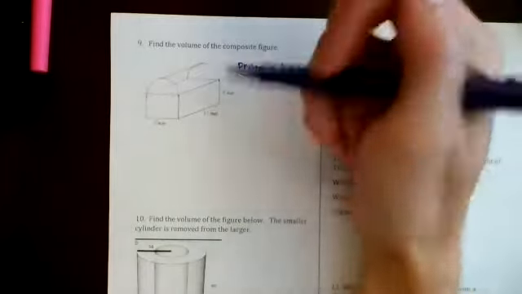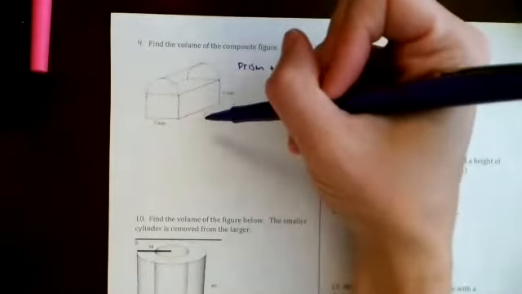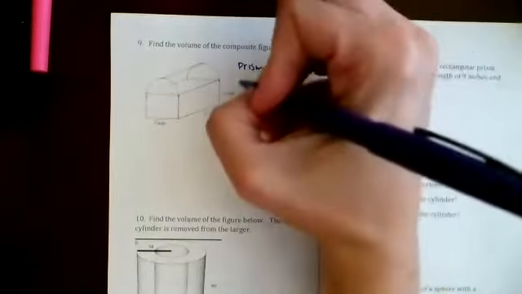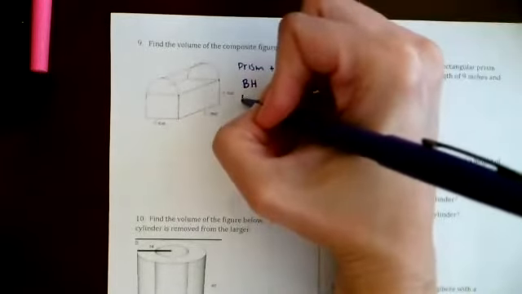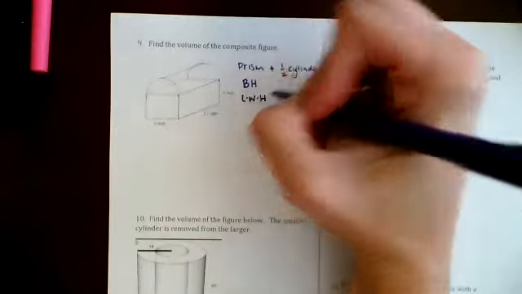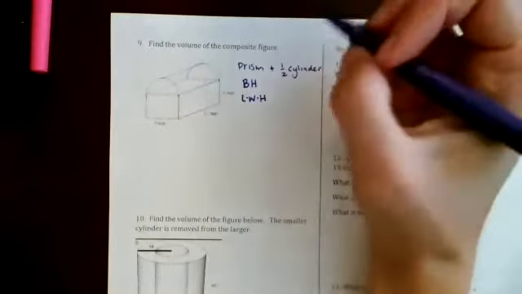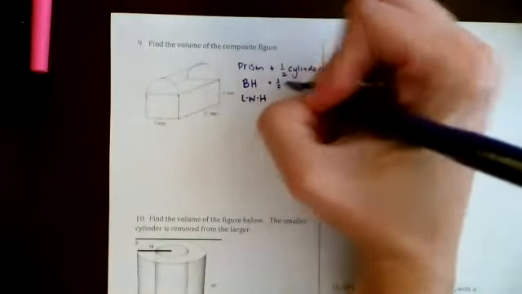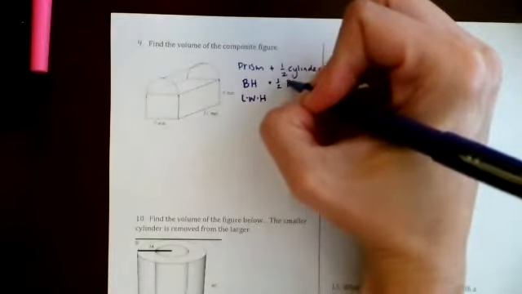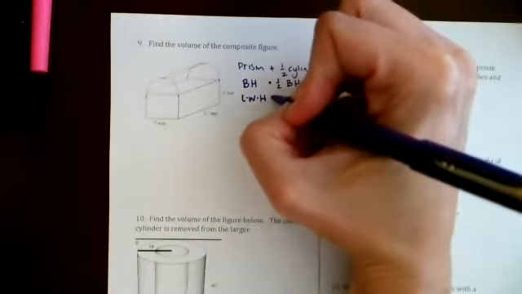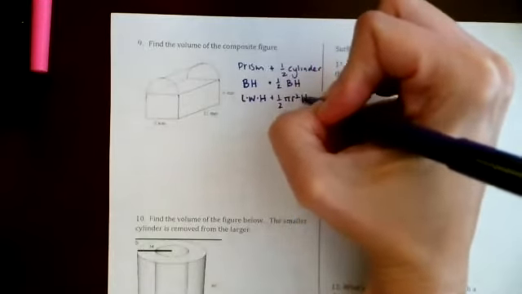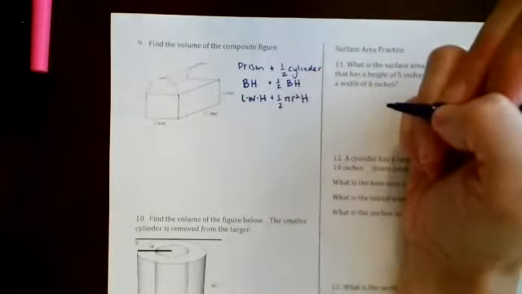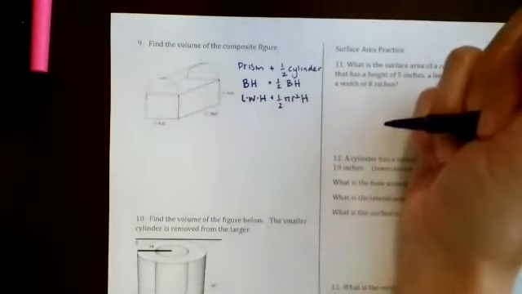So the prism, it's a rectangular prism. So I'm going to do the area of the base times the height. It's going to be length times width times height because it's a rectangular prism. This cylinder, I'm going to take half of the area of the base times the height. And when you have a cylinder, it's pi r squared for the base because the base is a circle. So this is all the information I need.